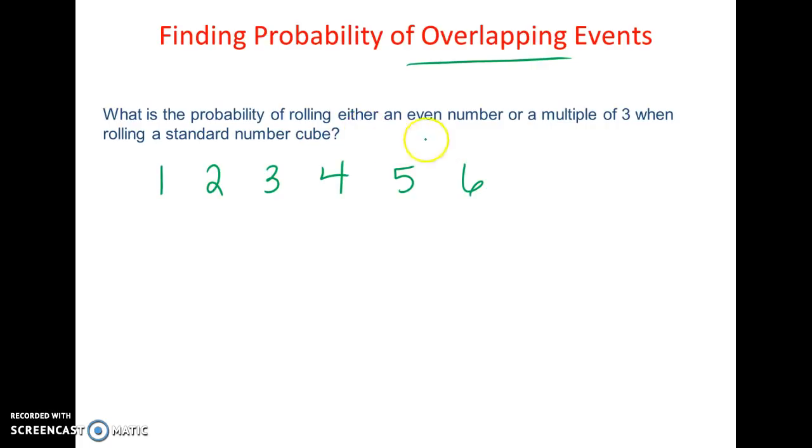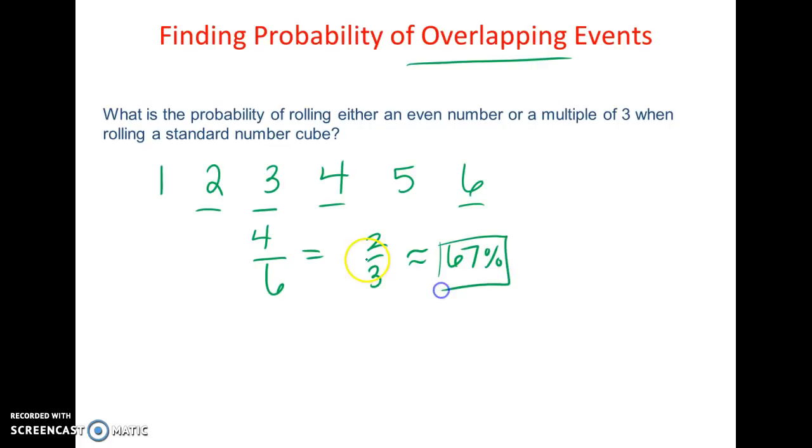What's the probability of rolling either an even number? 2 is even. 4 is even. 6 is even. Or a multiple of 3. 3 is a multiple of 3. 6 is a multiple of 3. So out of all 6 possibilities, 4 of them fall into one of those two categories. They're either even or they're a multiple of 3. So you have a 2/3 chance, or approximately 67% chance of rolling a number cube and getting one of those categories.